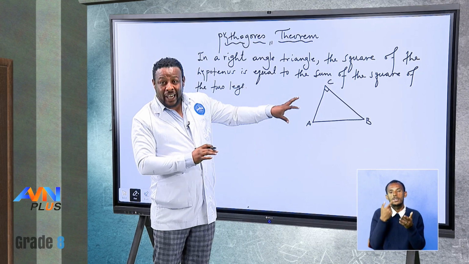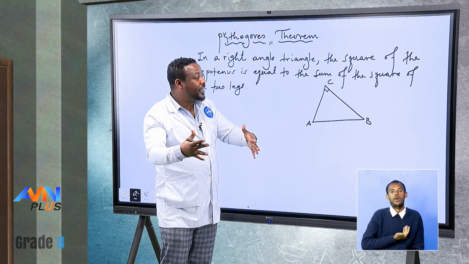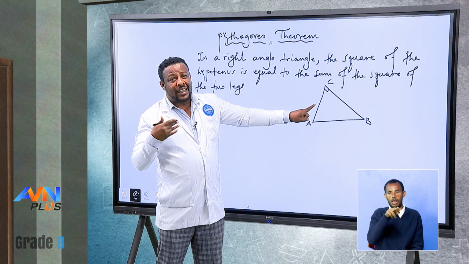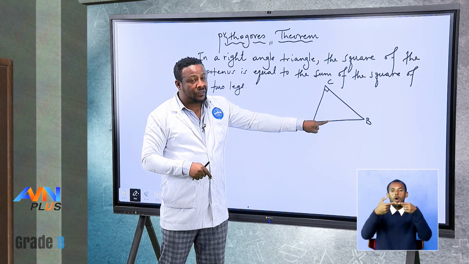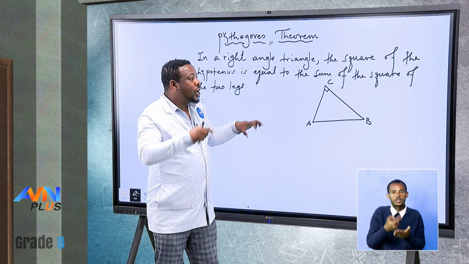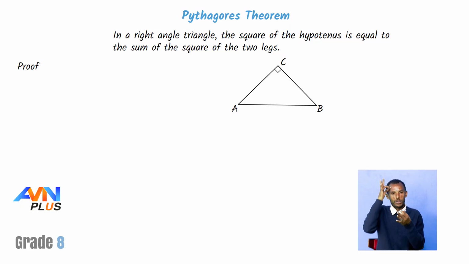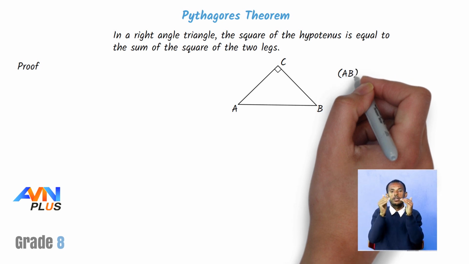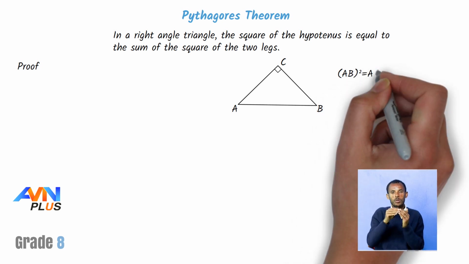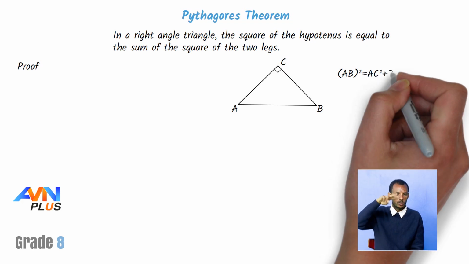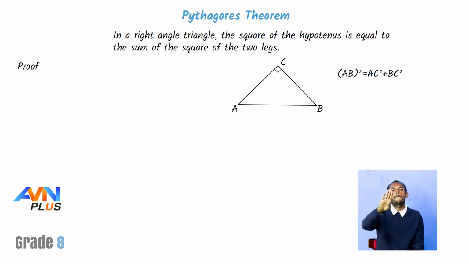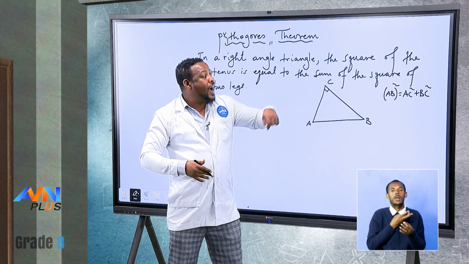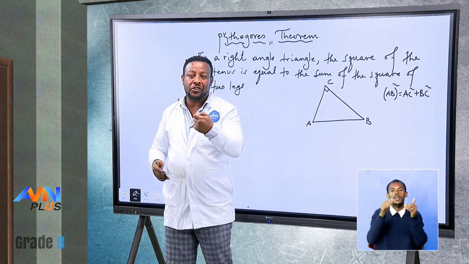So in this case, if this is a right angle triangle, the hypotenuse is always the side which is opposite to 90 degree. So in this sketch, our objective is to prove AB square is equal to AC square plus BC square, okay? So this is our target. We will prove how this equation can be derived.